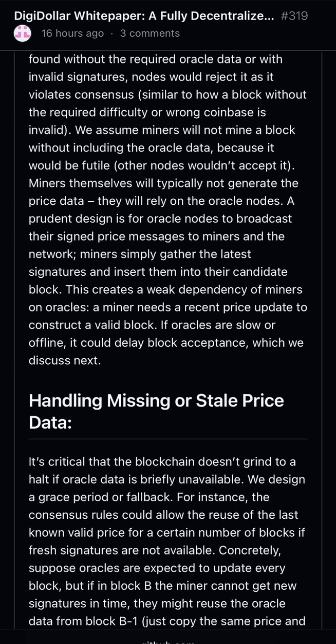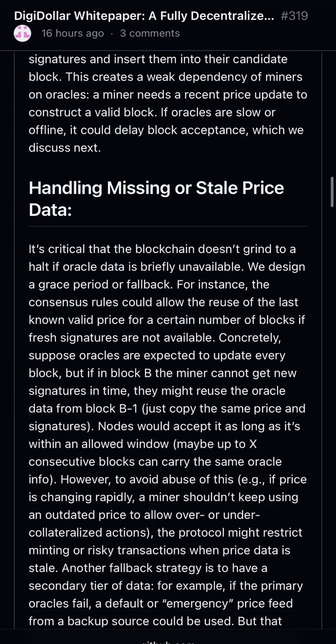A prudent design is for Oracle nodes to broadcast their signed price messages to miners and the network. Miners simply gather the latest signatures and insert them into their candidate block. This creates a weak dependency of miners on oracles. A miner needs a recent price update to construct a valid block. If oracles are slow or offline, it could delay block acceptance, which we discuss next.